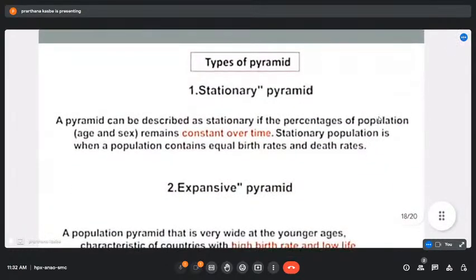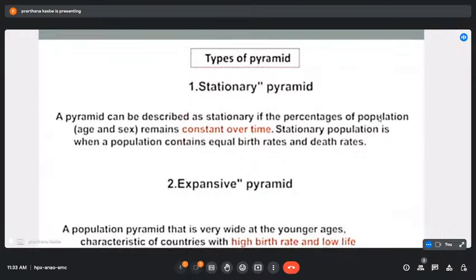So what are the types of pyramid? That is the stationary pyramid. A pyramid can be described as stationary if the percentage of population remains constant over time. The stationary population is when the population contains equal birth rate and death rate.